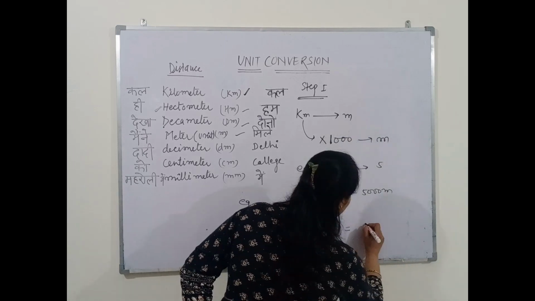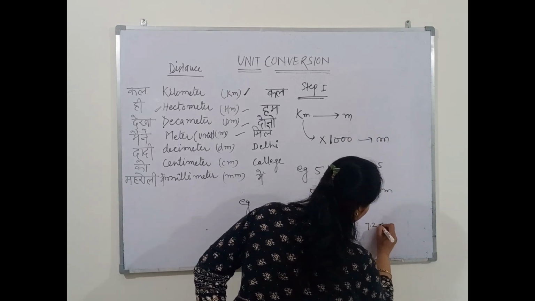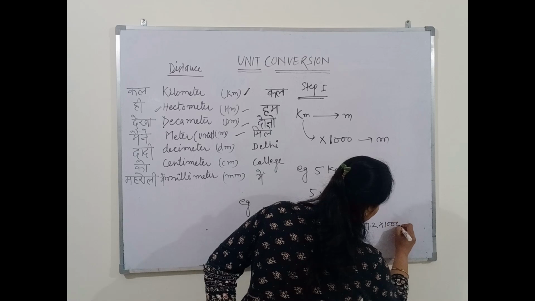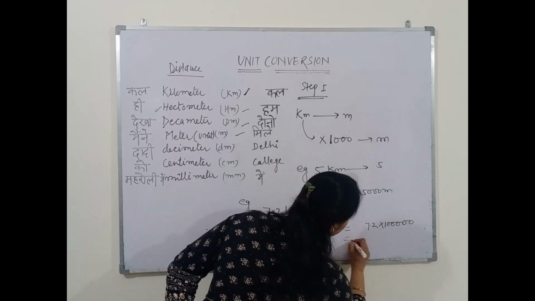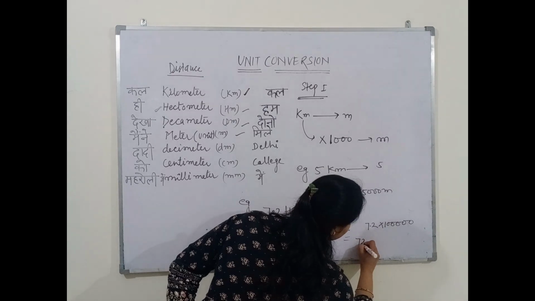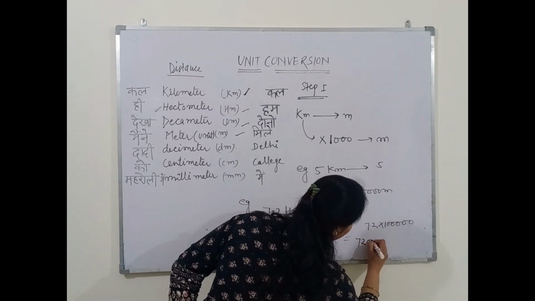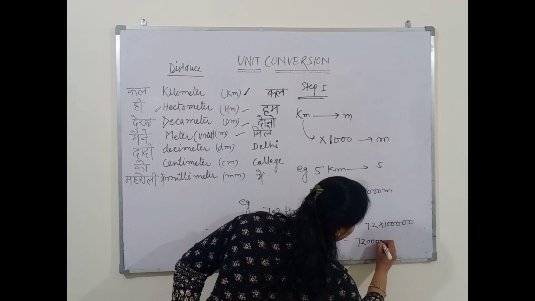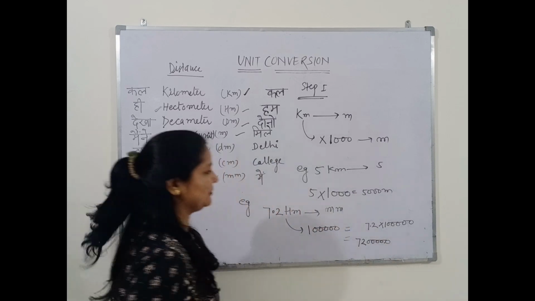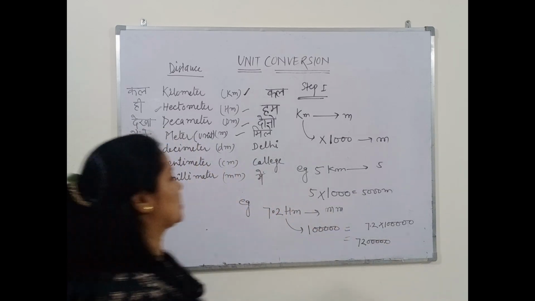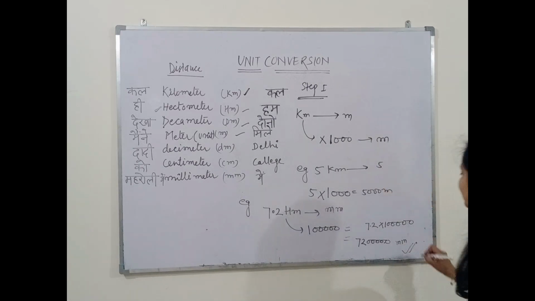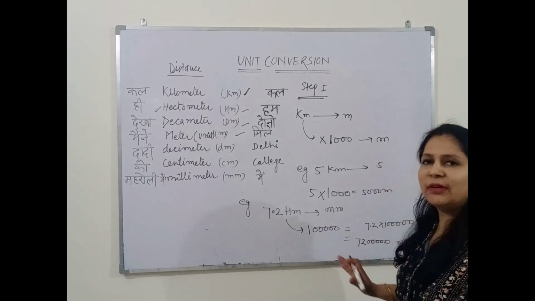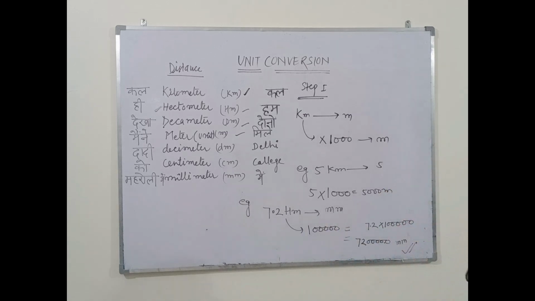Then your answer will be 7.2 into 1 followed by 5 zeros. Then the answer should be 7.2 into 1, 0, 0, 0, 0, 0. Your answer will be this one, in millimeter. I hope it will be very clear for you, and it's a simple way to learn this method.